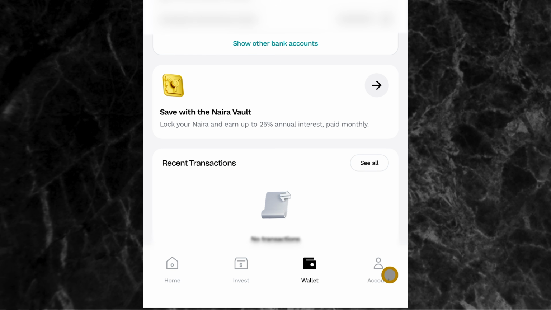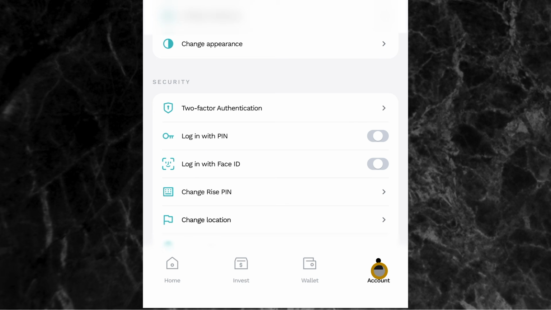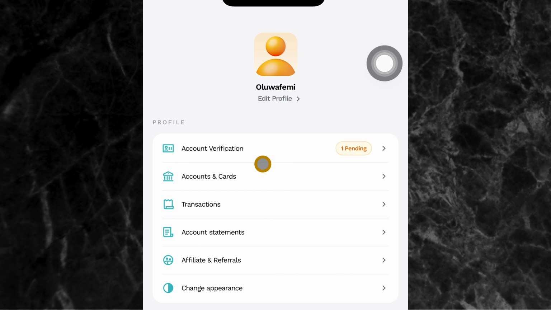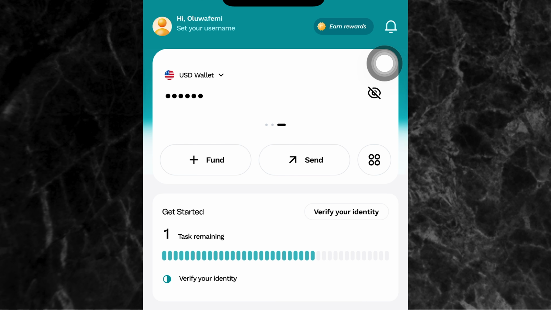And then if you come here to the last menu at the bottom where it says account, if you click on it, this is where you can see different information about your account. So if you want to see maybe your account verification, your account and your cards, your account statement, and so on right here, you're able to see everything on this screen right here. So let's go back to the home page. So that's basically how you can invest and make money on the Risevest app. It is simple and straightforward.